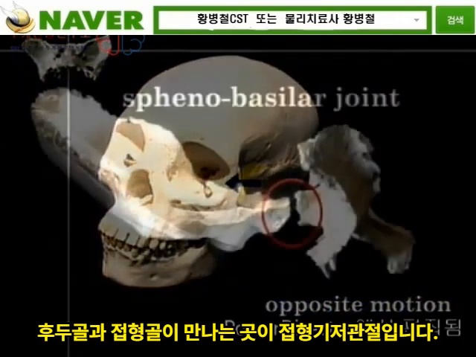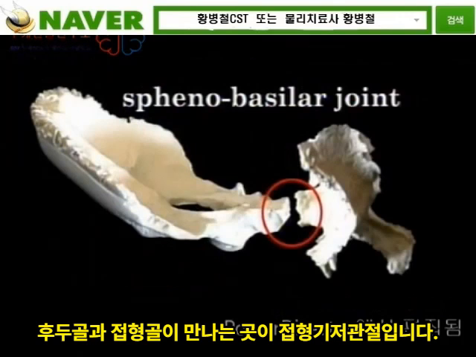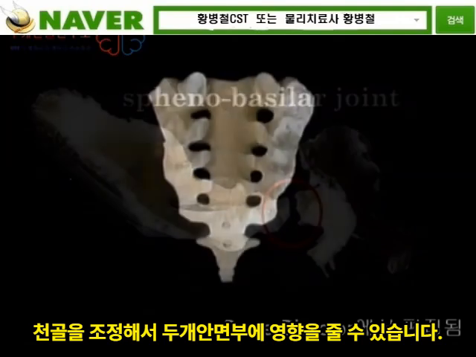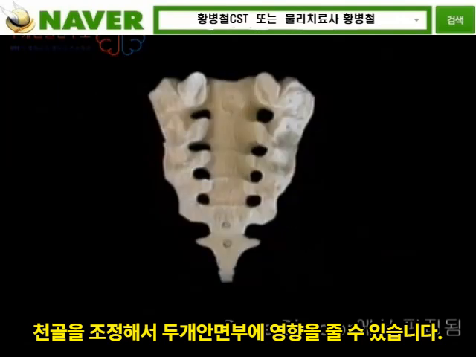The sphenoid and the occiput are joined at the sphenobasilar junction. It is because of this sacrum-occiput-sphenoid connection that clients will frequently feel their sinuses clear or experience some other sensation in their head while you are working on their sacrum.